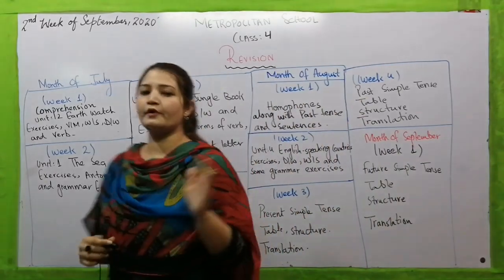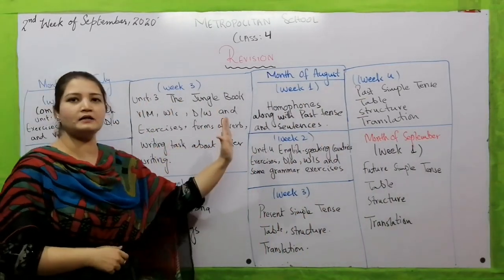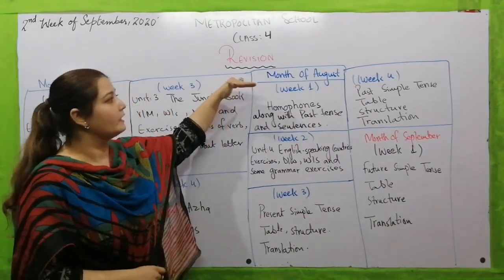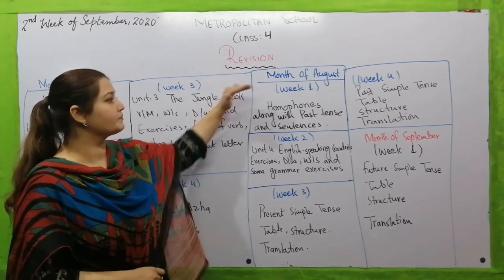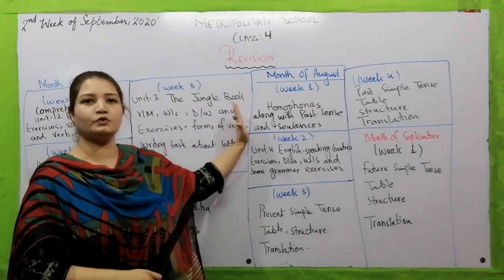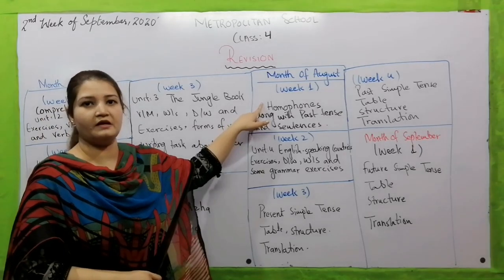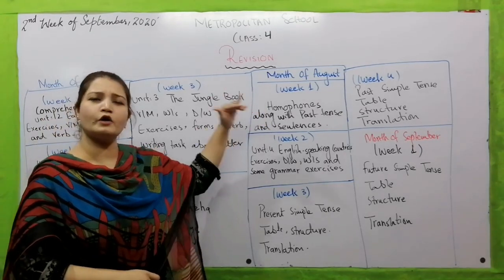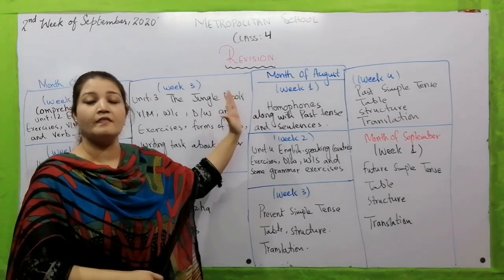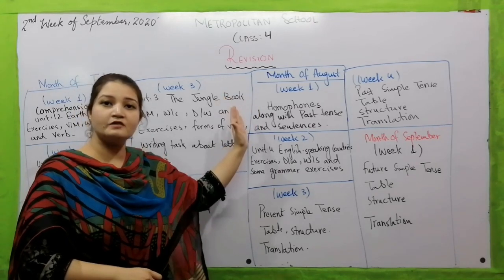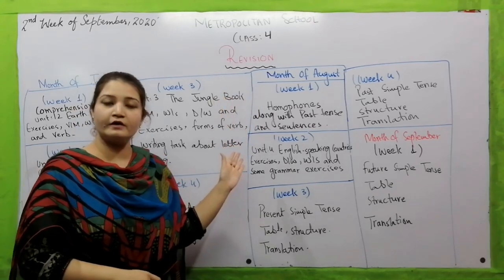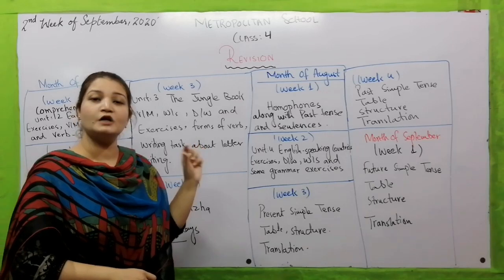Now let's jump into the next month, which was the month of August. In the month of August, week 1, we studied a very new thing in the grammar portion, homophones. Do you remember what we studied about homophones? They were the words that are spelled differently, their meanings were different, but their sounds were totally the same.